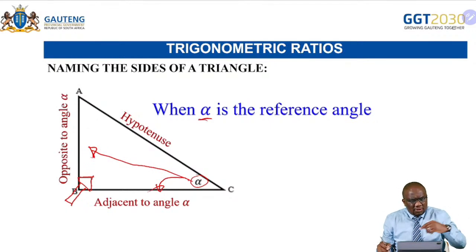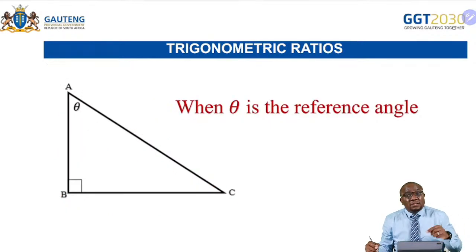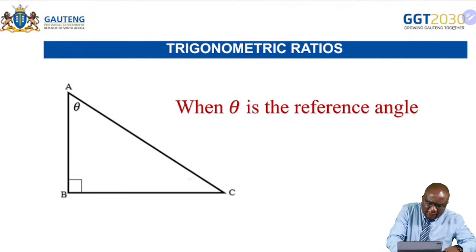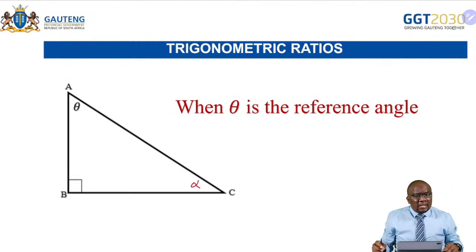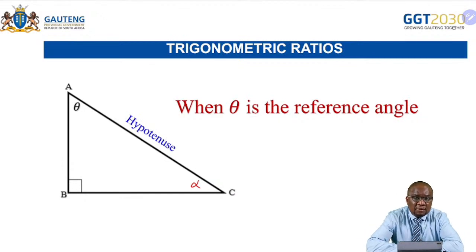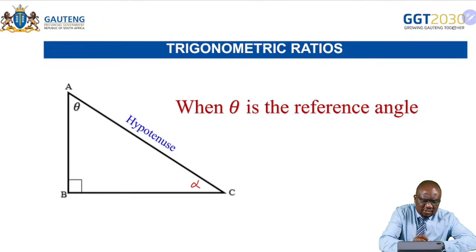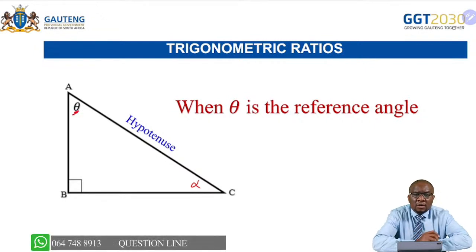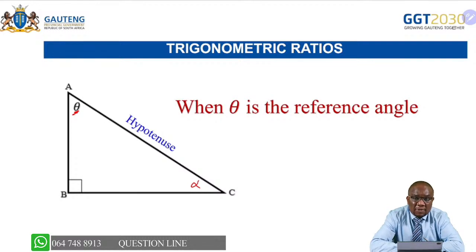Let's look at another angle. Let's say now angle theta is our reference. We had alpha here. Let me write alpha here. Right. And then we have theta there. Still, the hypotenuse is the side opposite the right angle, isn't it? What is the adjacent side? If you look at angle theta, please, can you give your answers verbally? What is the adjacent side? The side next to angle theta. This is the theta. Which side is next to that angle? It is AP. Okay, AP is next to angle theta.